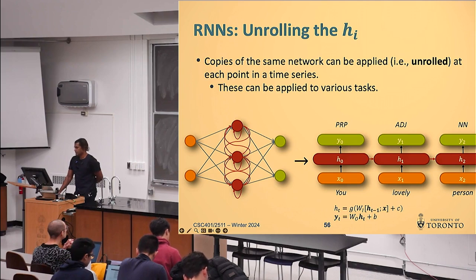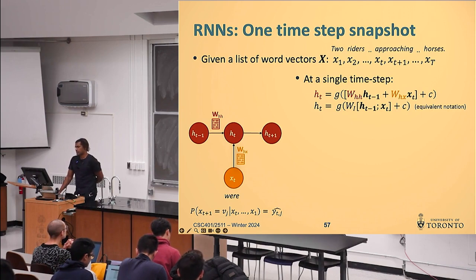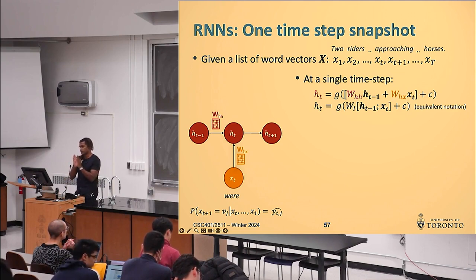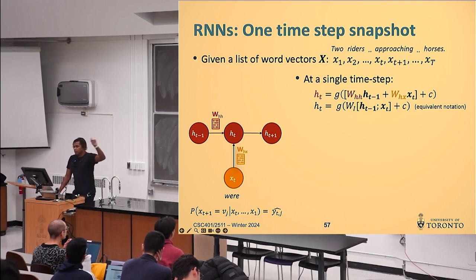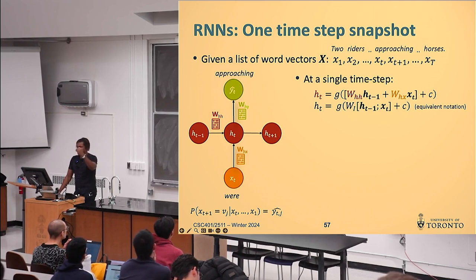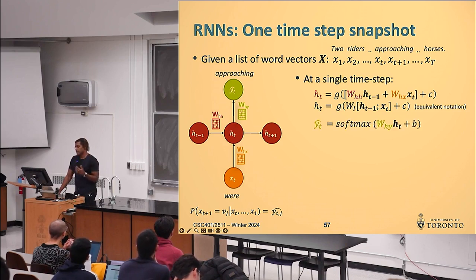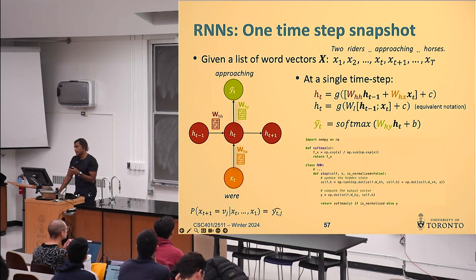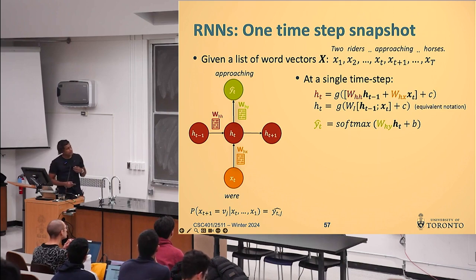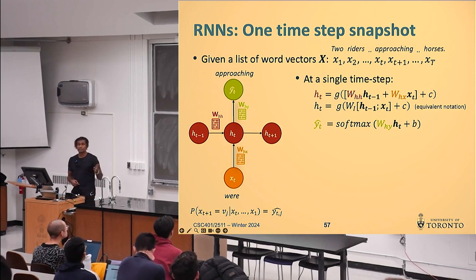Okay, so let's take a look at a one-time-step snapshot for a better understanding. Let's say we have a list of word vectors for the sentence, two riders approaching on horses or something. Then let's look at the time step where we have the word "riders", and you have the input x_t, and you have the previous hidden state h_(t-1) getting fed in, and then you have the y hat, which, let's say this is a language modeling task, you're predicting the next word. You calculate your y hat and then backpropagate the loss. Now, does everyone see why these two lines are equivalent notation? This is what I was alluding to in the last slide: you can just combine the weights HH and HX and represent it as one input weight, and use a concatenated vector of the hidden vector and the word vector. It's the same thing. Okay.